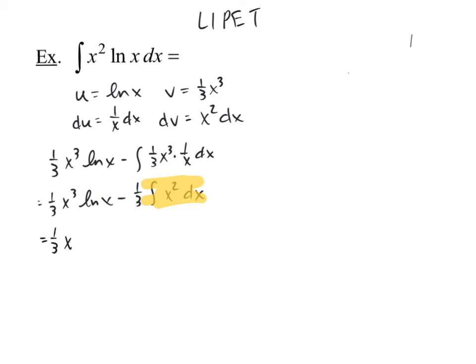So 1/3 x cubed natural log of x will just float down. And then this will be minus 1/3 times the antiderivative of x squared, which is 1/3 x cubed plus c. And to make my final answer look a little bit nicer, I'm going to go ahead and multiply together those two 1/3. So minus 1/9 x cubed plus c.